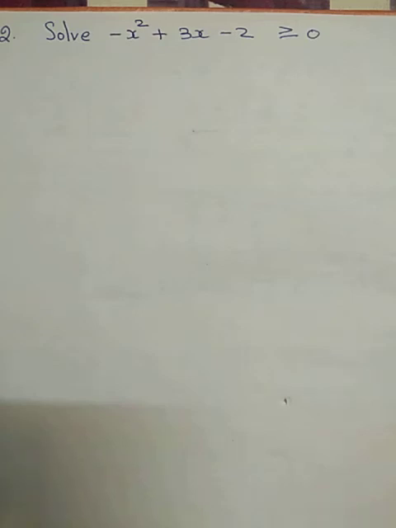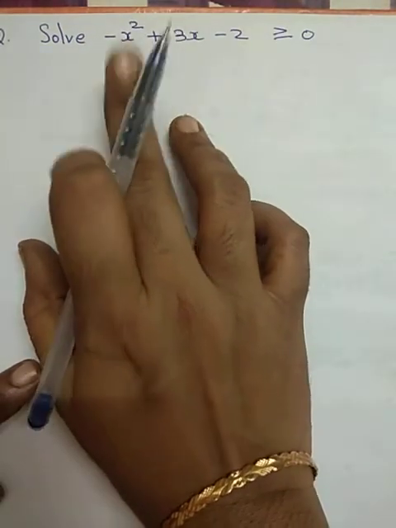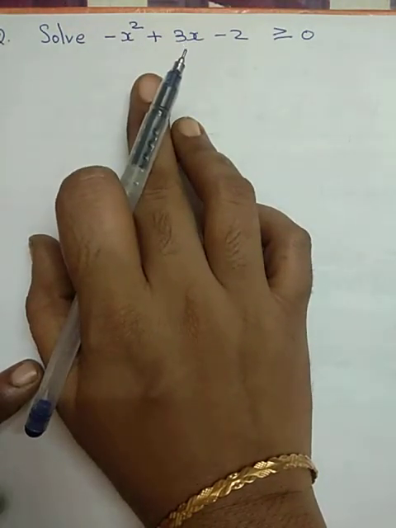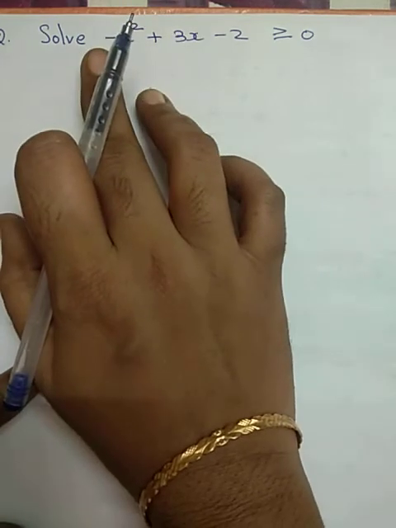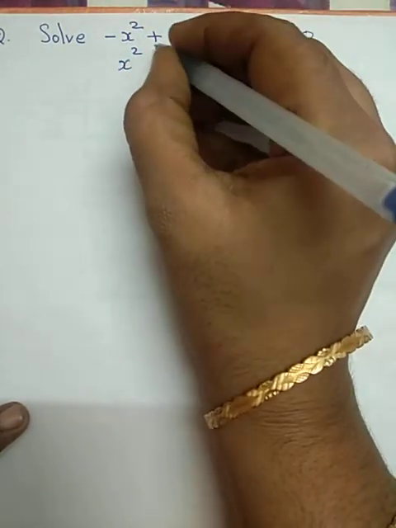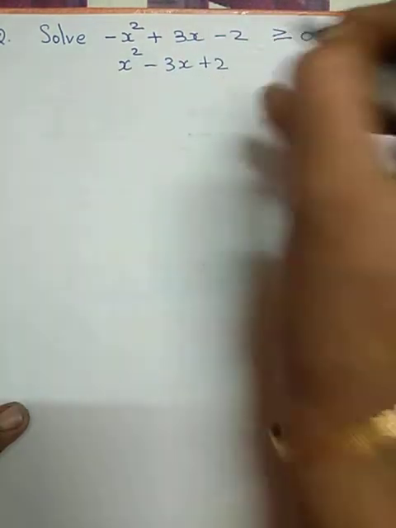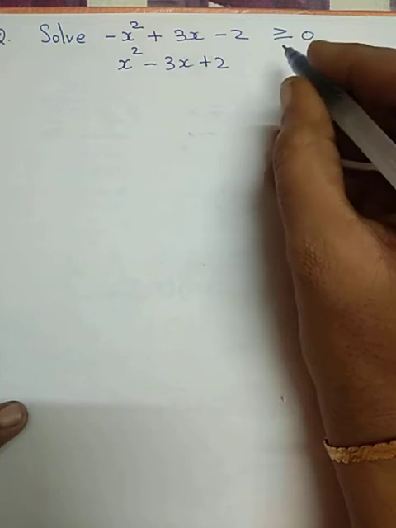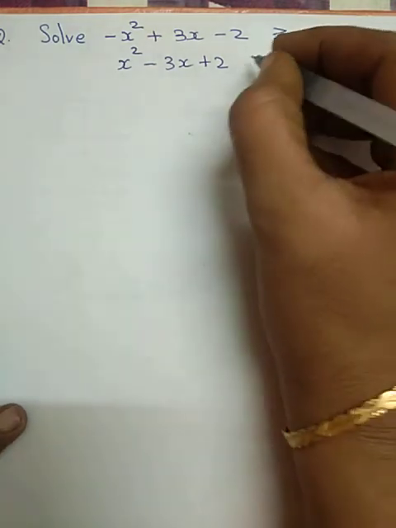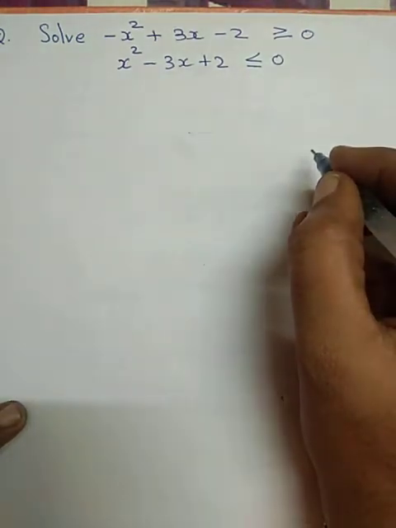Exercise 2.5, second question. Solve minus x square plus 3x minus 2 greater than or equal to 0. Since we are having a negative sign, let me multiply this inequality with a minus sign. When I multiply with minus sign, minus into minus plus x square, minus into plus minus 3x, minus into minus plus 2. And I have told you, whenever we multiply with a minus sign, the inequation symbol should change. So greater than or equal to will become less than or equal to.